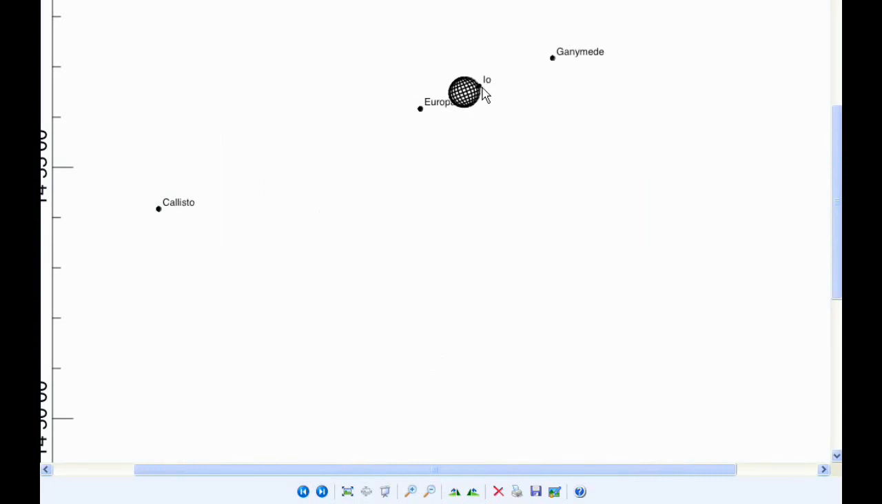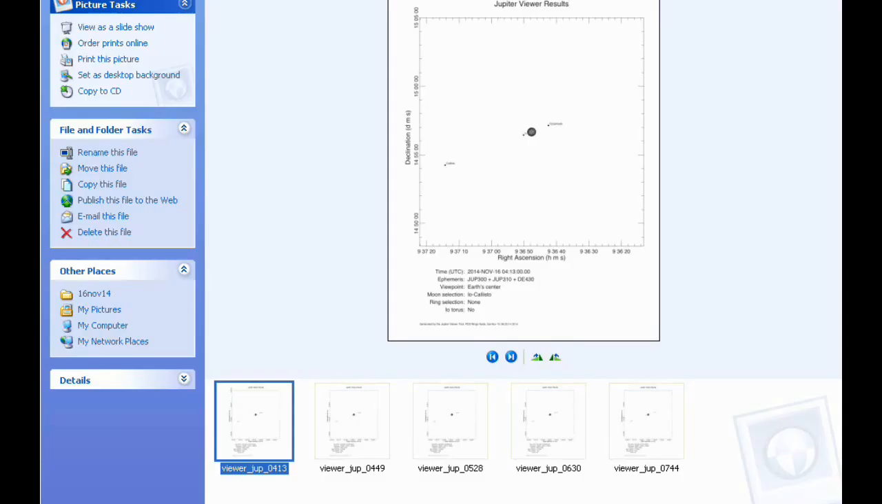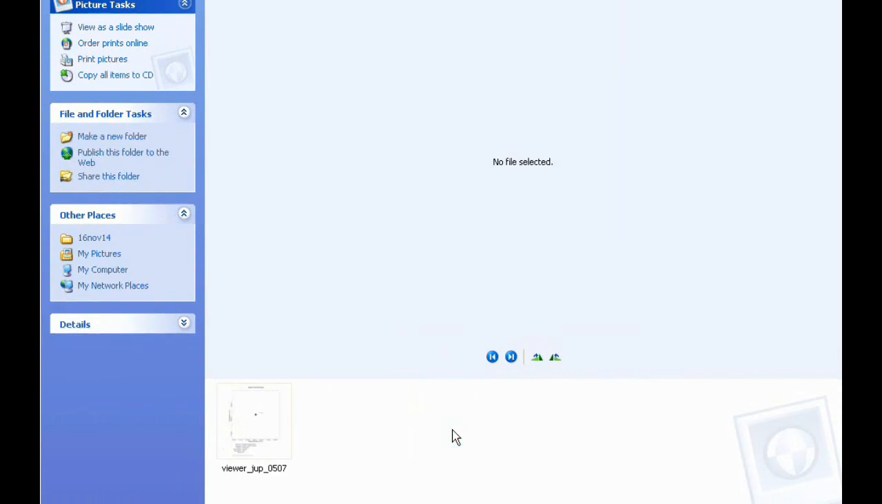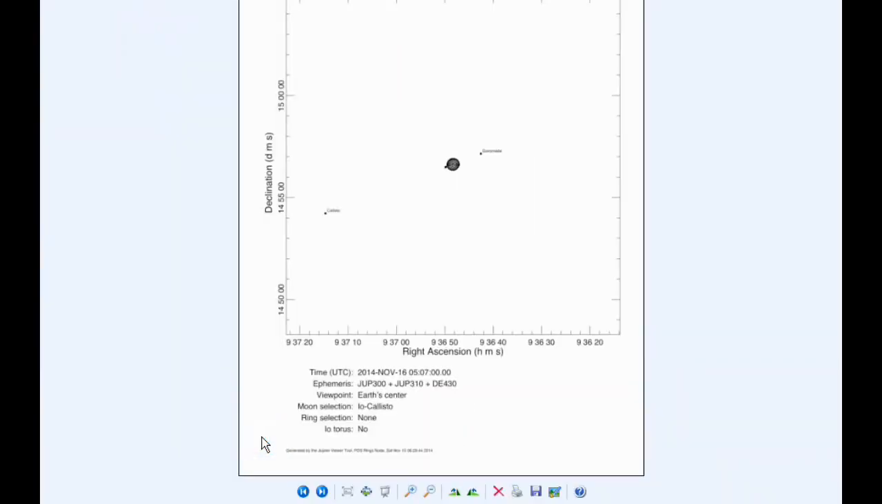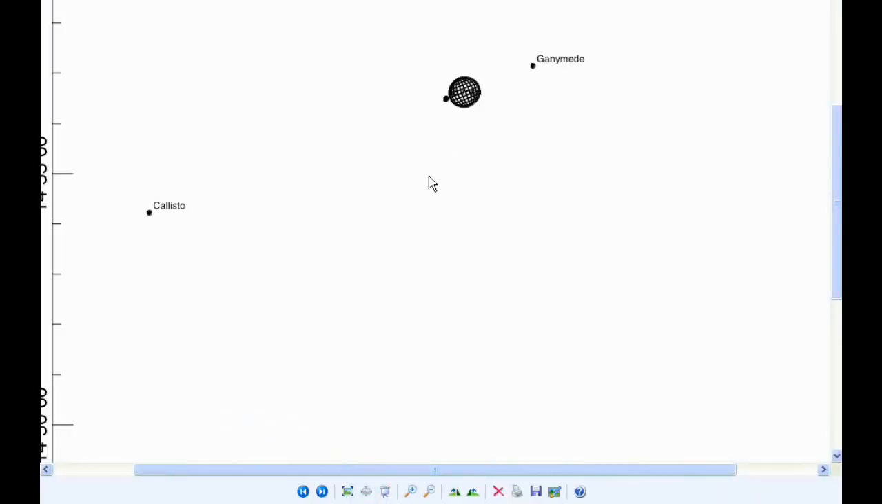Satellite mutual events. There's one, and it is an occultation of Europa by Io at 5:07 UTC. This is going to be a difficult event to observe because of its close proximity to Jupiter.